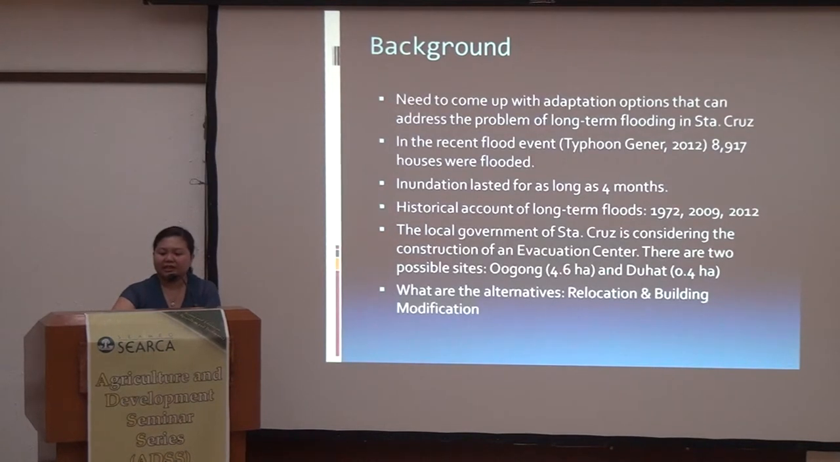There have been historical accounts of long-term floods in 1972, 2009, and the most recent is 2012. At present, the local government is already considering the construction of an evacuation center. But our study proposed alternatives to the evacuation center, specifically permanent relocation and building modification. With relocation, the communities that are exposed to this long-term flooding will be permanently relocated to other sites. For building modification, instead of relocating, they will be given funding so that they can use the money to construct higher or elevated houses.